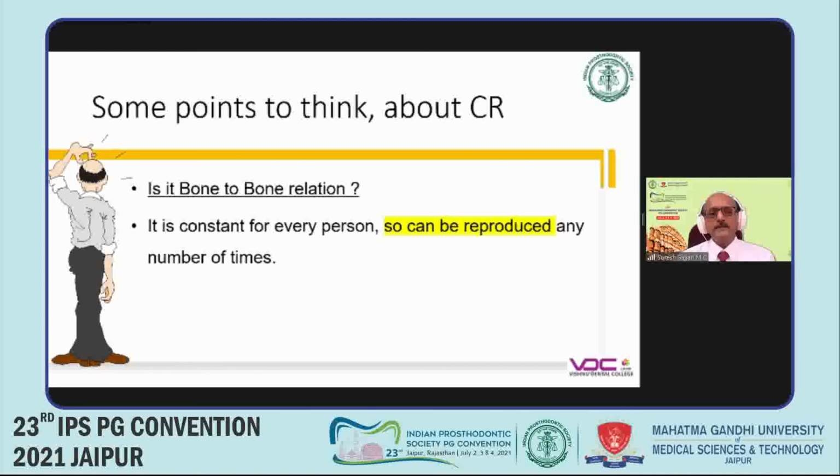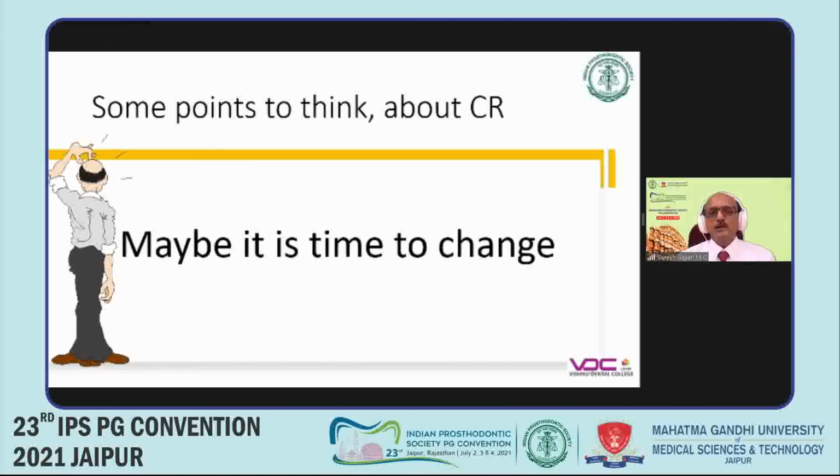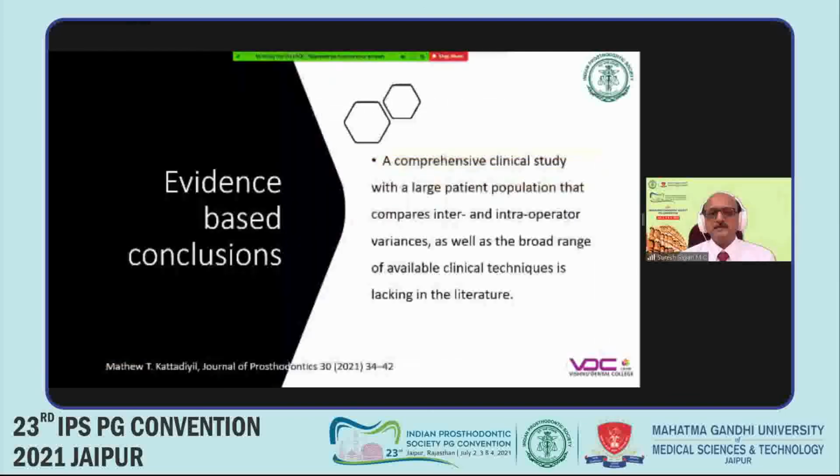Another point is they're saying bimanual technique, having the chin guidance and all that, as techniques to record. Now, are they really techniques to record, or are they techniques to position the mandible in centric? There needs to be a differentiation because when it comes to teeth in position, they say all these are techniques to record. And when it is edentulous, they say that is the position, that is to position the mandible in centric. So maybe it's time that we change certain things to rightly nomenclature these things.